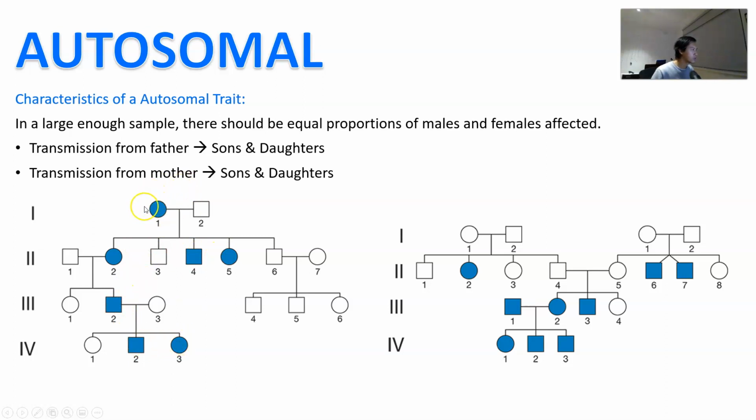Now, you don't count this particular individual. Why? Because that's not a son, that's a mom, right? And so sons and daughters are here, here, and here, and all the following generations. So it's a 1, 1, 1, 1, 1, 1. So it is 3 here and 3 here. So that means that's equal. So that's going to be an autosomal trait, and not a sex-linked trait.